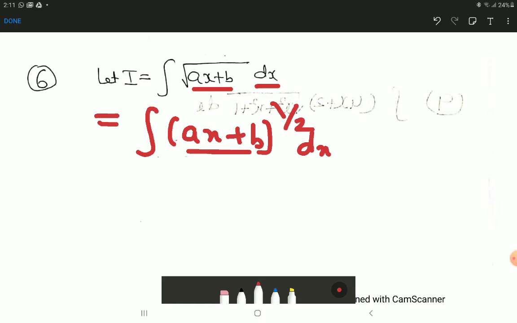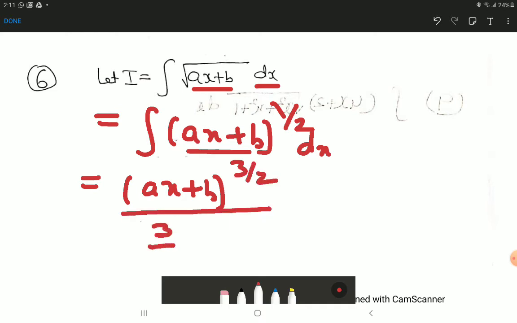So look here, integration of x raised to power half is x raised to power half plus 1 upon half plus 1. So integration of (ax + b) whole power half should be (ax + b) whole power half plus 1, that is 3 by 2, upon half plus 1, that is 3 by 2. But it is not x, it is ax plus b. So we will divide by the coefficient of x, plus c. In this way I have used the third theorem.